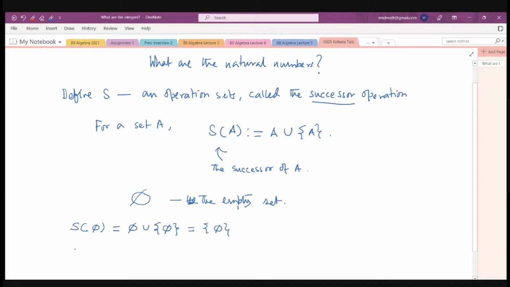Now I apply S on the resultant. So it looks like I'll take the set union the set containing this set. And you know how to find the union, you just list the elements. You put brackets, then list the elements of each set. The first set has the element empty set, and the second set has the element this set containing the empty set.